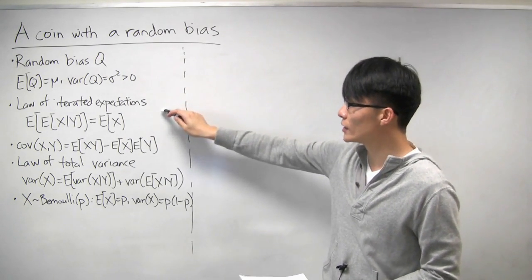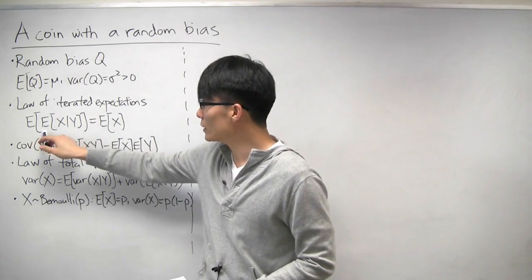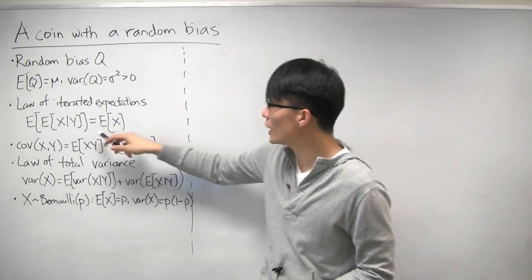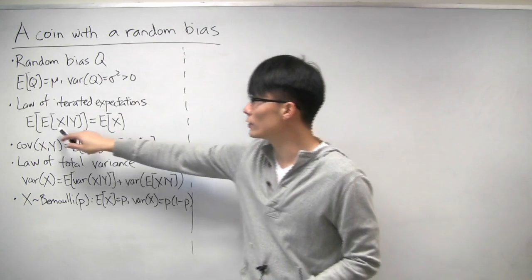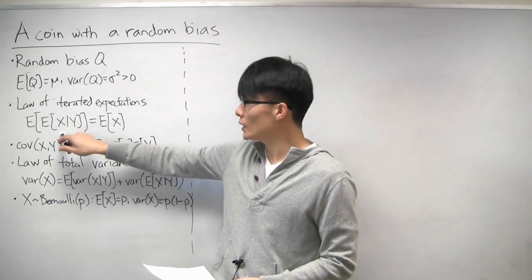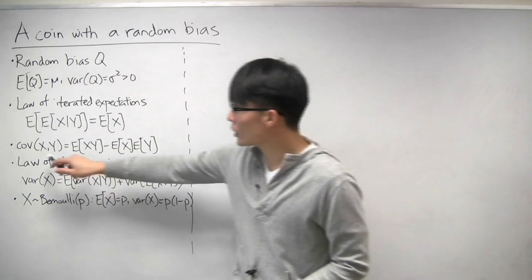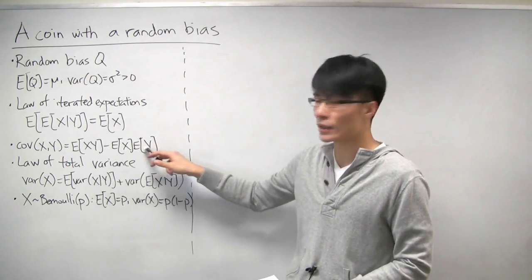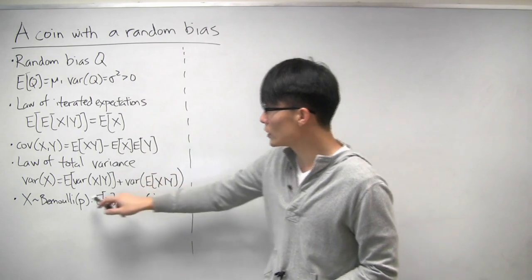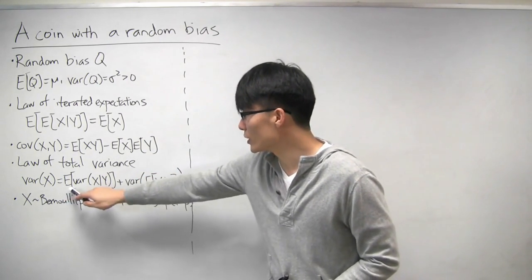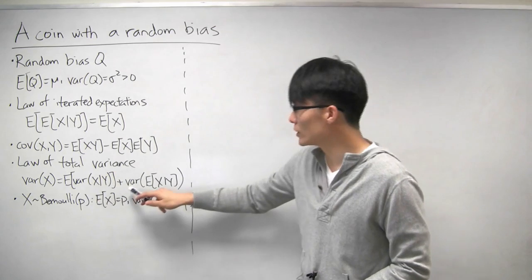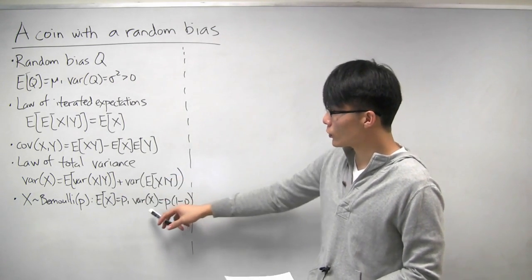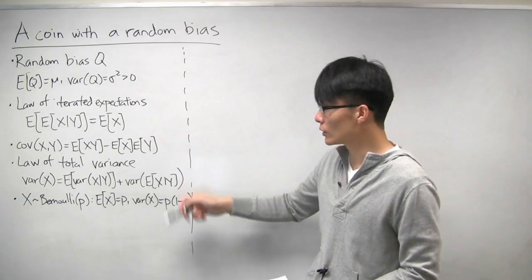A lot of iterated expectations, which tells you that when you take the expectation of a conditional expectation, it is just the expectation of the inner random variable. The covariance of two random variables is just the expectation of the product minus the product of the expectations. The law of total variance is the expectation of a conditional variance, plus the variance of a conditional expectation. And the last thing, of course, we're dealing with a bunch of Bernoulli random variables, coin flips.